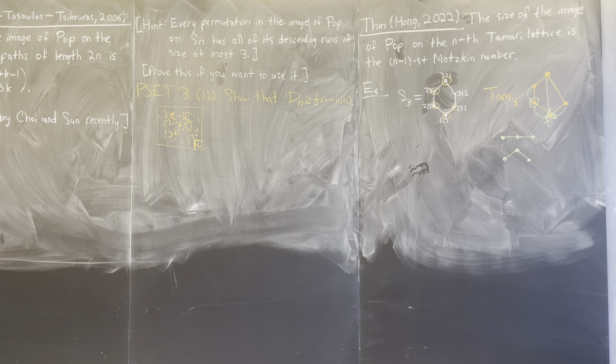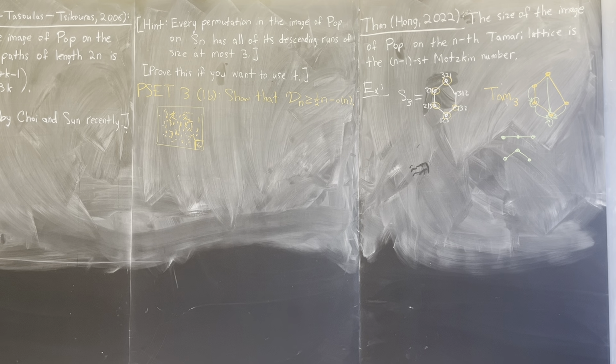So the type B Tamari lattice, which I'll call Tam of Bn, is this Cambrian lattice Cam sub C, where C is the Coxeter element S0, S1, up to S(n minus 1) of the hyperoctahedral group Bn.